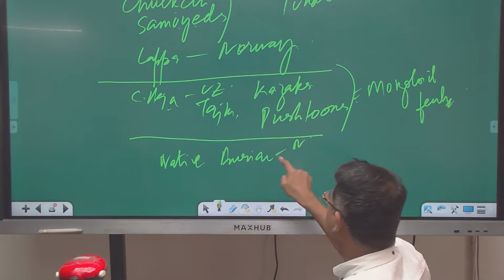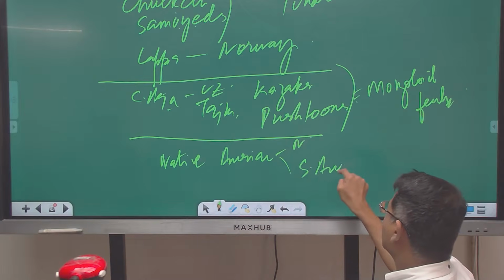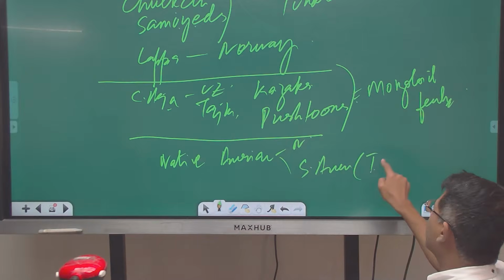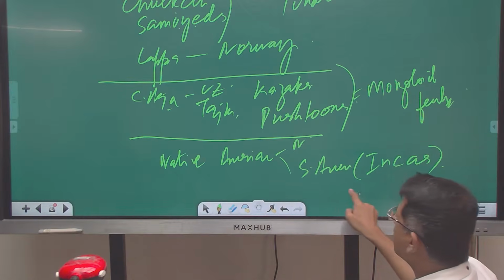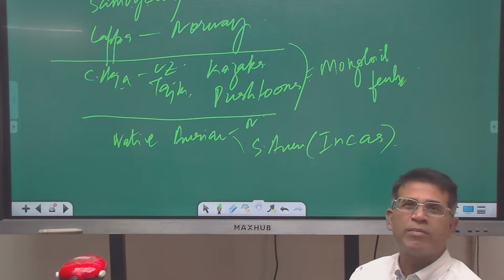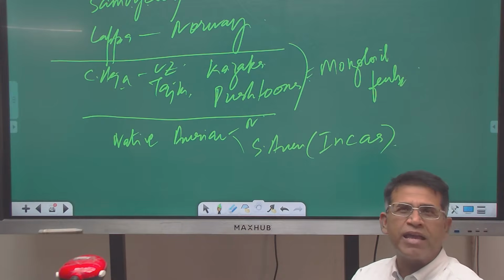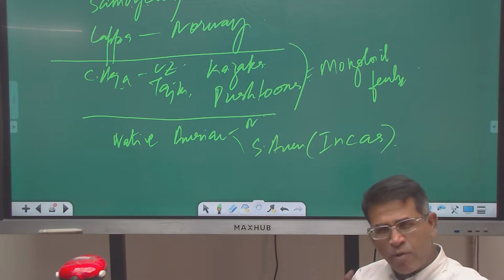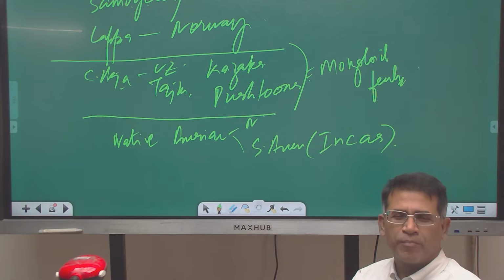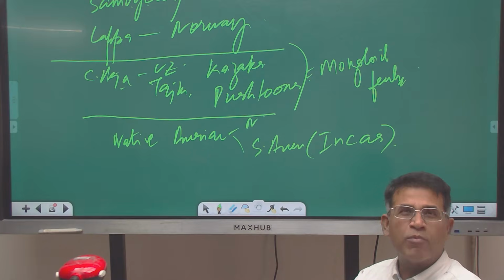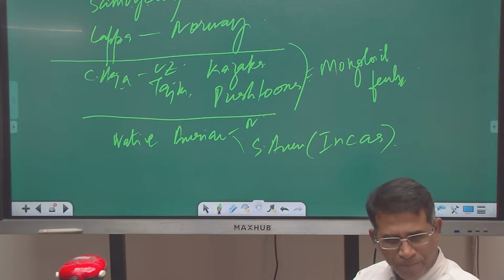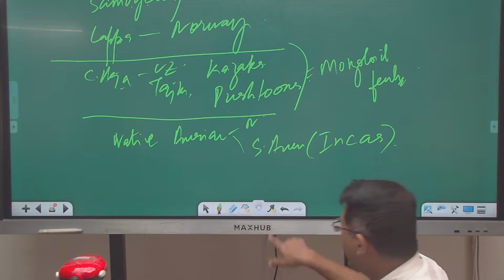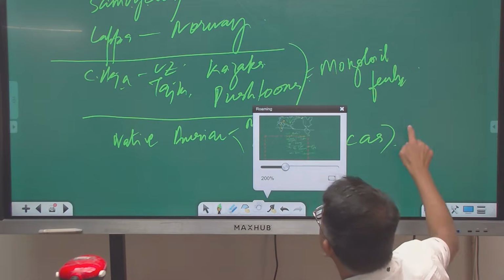North America mein, even South America mein. In South America, do you know people called as Incas? Incas in Peru. In South America, we have people called as Inca, I-N-C-A, Incas of Peru. Ye bhi Mongoloids. They also are Mongoloids. Okay. So now I think this map will make sense to all of you now.